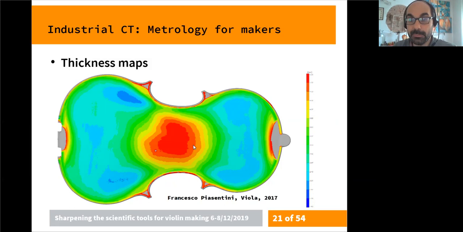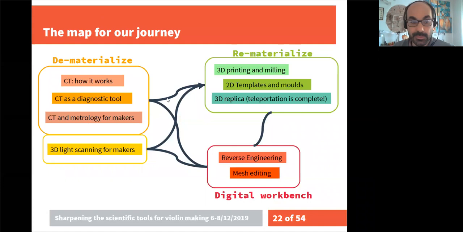So let's get back to our journey map. And we moved from the dematerialization island to the digital workbench. So we saw how we can transform a violin into something that is not material, and how we can work with this information to fine-tune them. Now, this is something that we're going to see in the digital workbench. So we have the information, and we now see how much we can tune or modify this information.